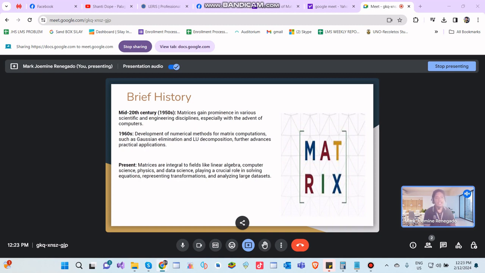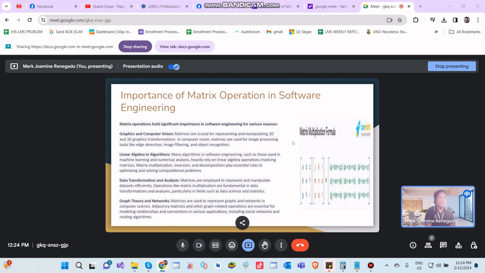And now in the present, matrices are integral to fields like linear algebra, computer science, physics, and data science. They play a crucial role in solving equations, representing transformations, and analyzing large data sets. Same with our last subject, big data or data science, it is used in machine learning. Next slide, the importance of matrix operation in software engineering.